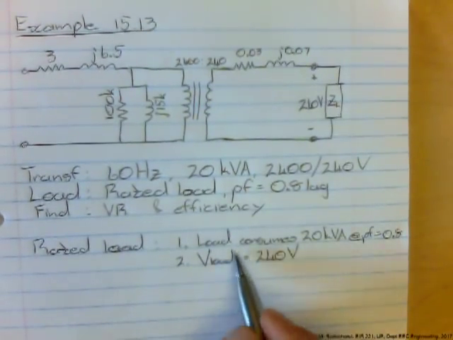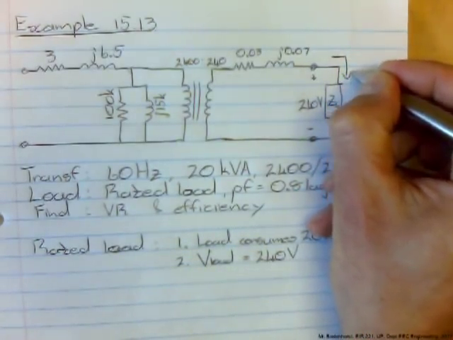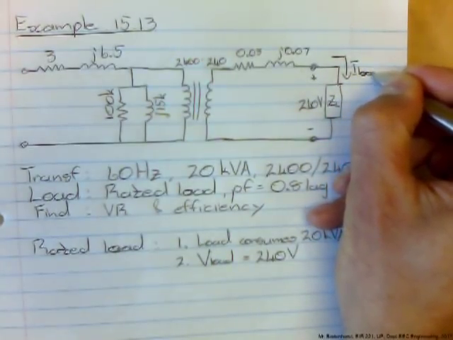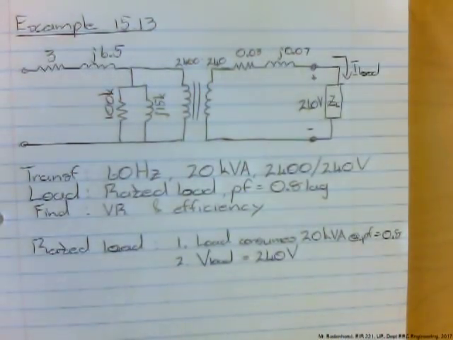That's the first important thing. Why are we going to need this information? We're going to need this information to calculate the load current in just a moment, because we're going to need that current for the efficiency and the voltage regulation calculations.